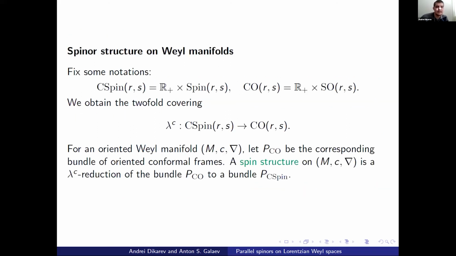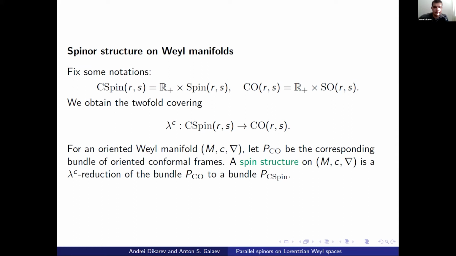Now I'm going to fix some notation. We will denote by C spin the product of R plus and spin, and CO is R plus and SO R S. We have a twofold covering, lambda C, and for an oriented Weyl manifold (M, C, nabla), let P CO be the corresponding bundle of oriented conformal frames.